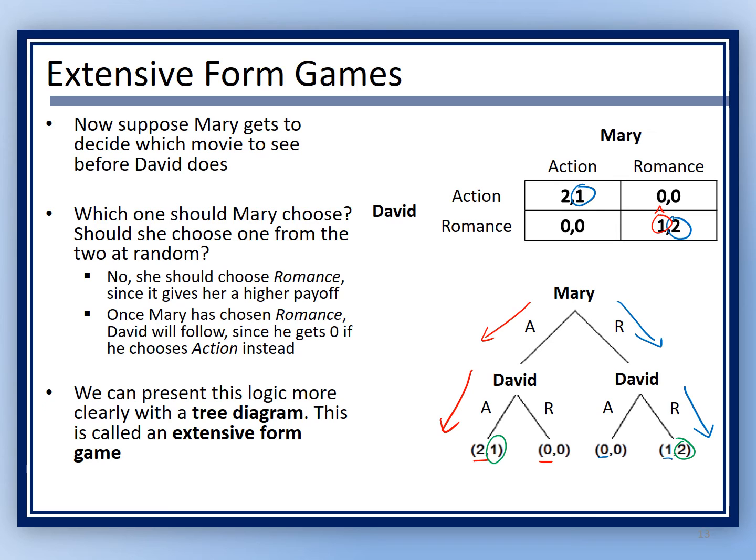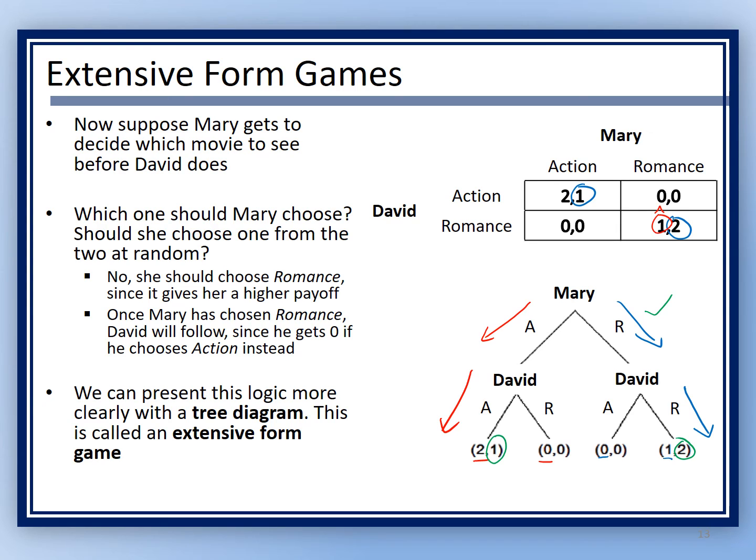For Mary, she is now choosing between getting a payoff of 1 if she chooses the action movie, and getting a payoff of 2 if she chooses the romance movie. Since 2 is better than 1, she is going to choose the romance movie. So that's what she's going to choose.